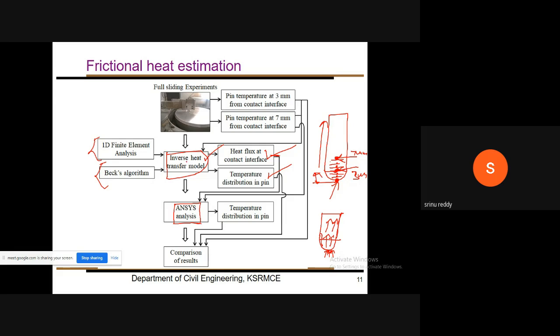And we compared both the temperatures, whatever temperatures we got from the inverse heat transfer method, and the ANSYS temperature distribution all along the length of the specimens. We concluded both are coming almost the same. From that, we concluded the method we are following is correct.